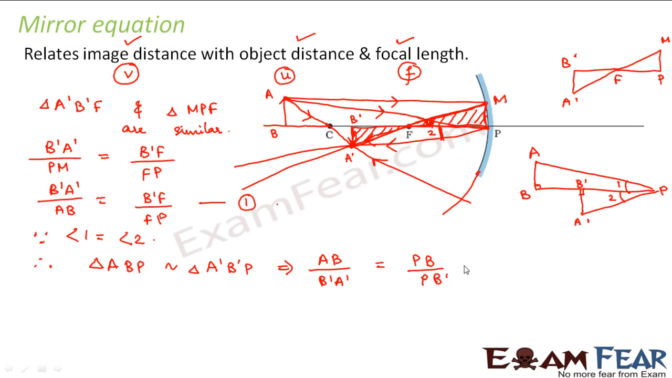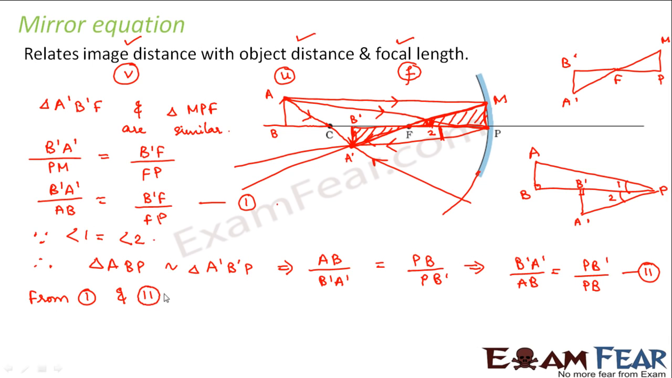Right? So this we can write as B dash A dash divided by AB is equal to PB dash divided by PB. Now let me name this equation as 2. Now if you compare equation 1 and equation 2, you see that for both these, the left hand sides are equal. Therefore, from equation 1 and 2, we can equate their right hand sides. So we can write that B dash F divided by FP is equal to PB dash divided by PB.